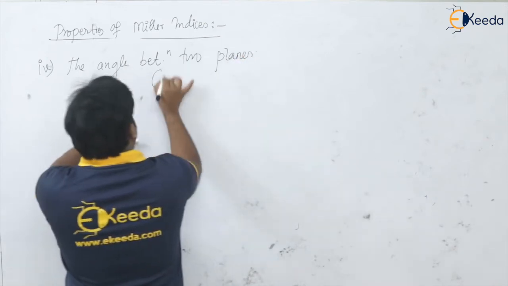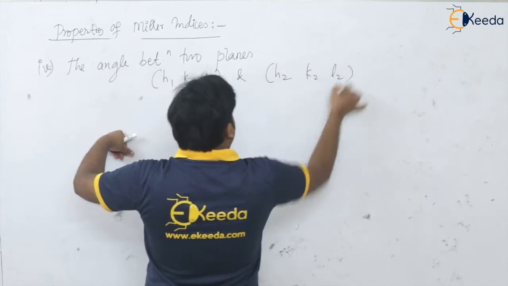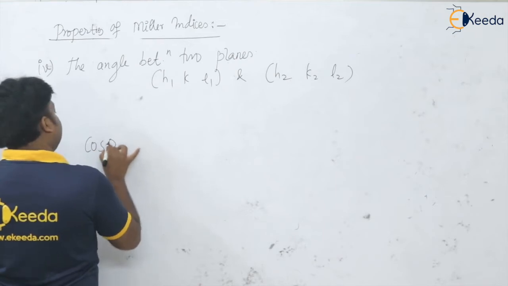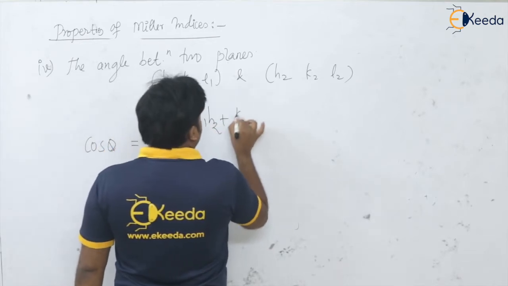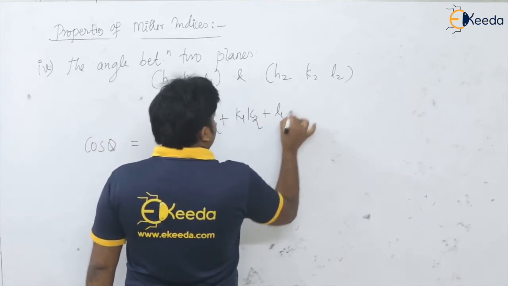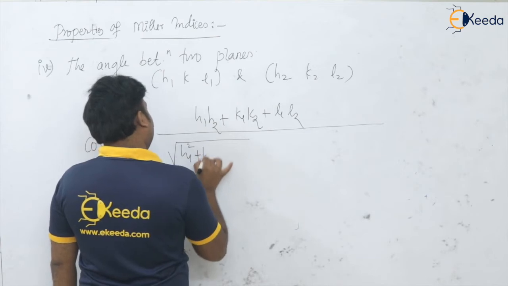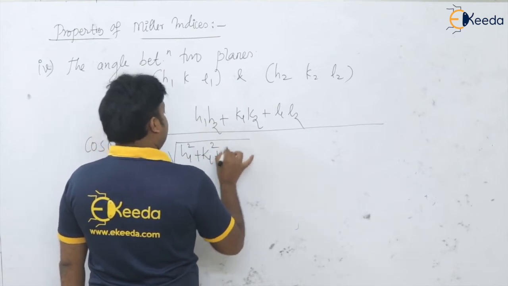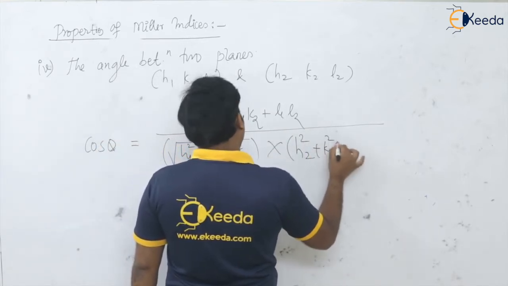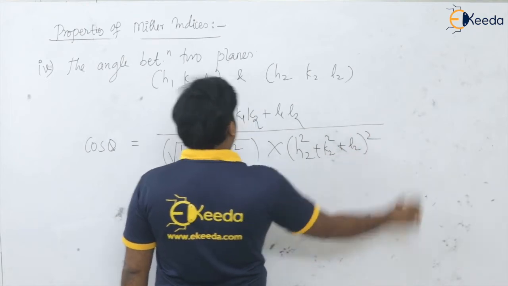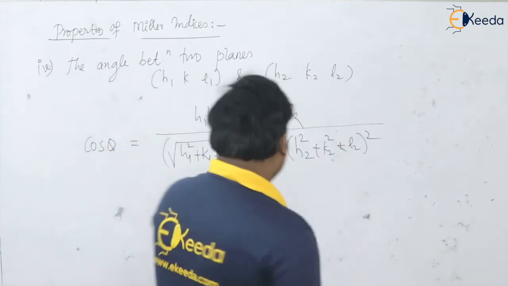One plane has Miller indices H1, K1, L1, and the other plane has H2, K2, L2. The angle theta between the two planes is given by cos theta equal to H1 H2 plus K1 K2 plus L1 L2, divided by the square root of H1 square plus K1 square plus L1 square, into H2 square plus K2 square plus L2 square. So this is how we can find out the angle between the two planes.